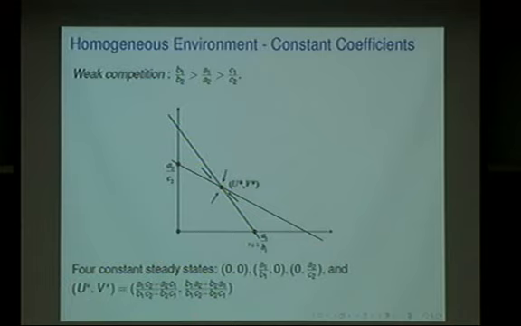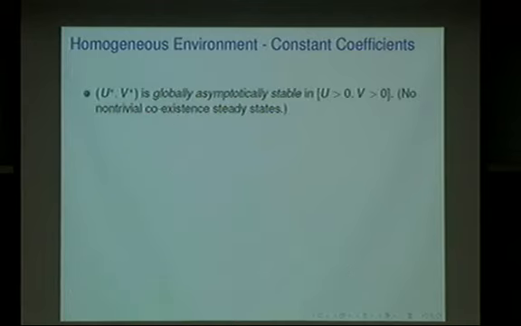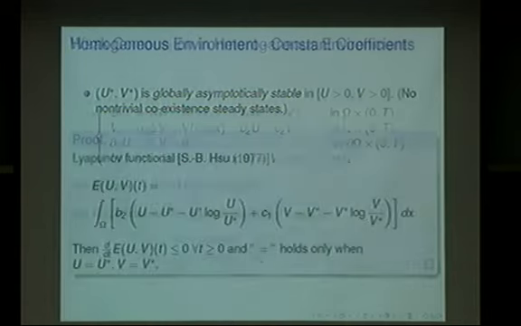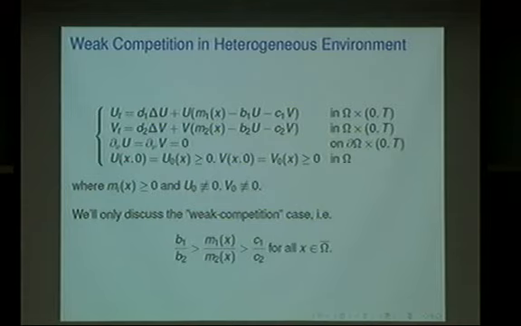And one can show that (U star, V star) is globally asymptotically stable. In particular, there is no non-trivial coexistence steady state. This can be proved by a Lyapunov functional. To me, it works like a miracle when you can find the Lyapunov functional, but how to find it is always an art. So I'm not going to go into that. But it's been proved. We have known that fact since the late 70s.